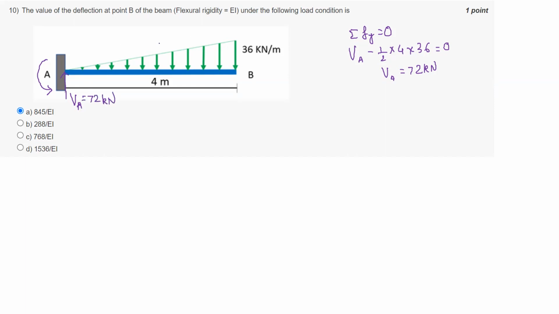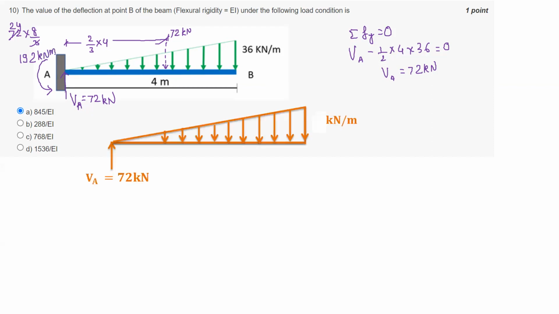Now the bending moment. Where it will act? This will be the total 72 kilonewton, and it will act at 2/3 from this side. So 2/3 of 4. Then the bending moment from this we will get 72 into 8 by 3. So 3 we have 24 and then 2, 3, so 192 kilonewton meter. Now we have these values 72, 192. This is 36 kilonewton per meter.